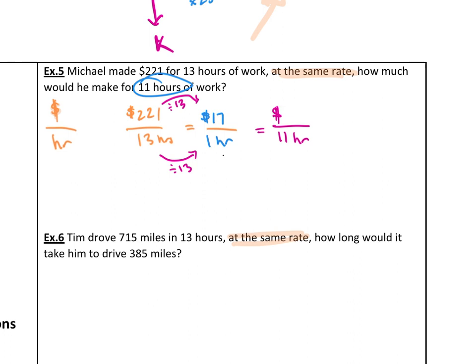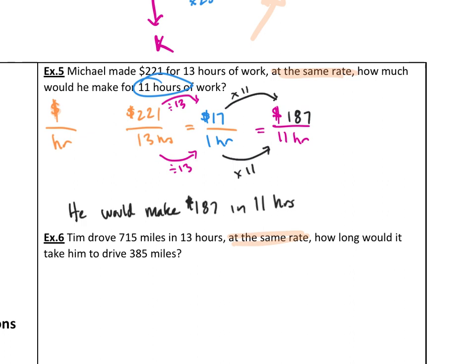So if we look, the scale factor is 11, right? We're multiplying this times 11, which means we have to multiply this times 11, because we figured out we're getting $17 in 1 hour. So now we do that math, and we get that we're going to make $187. And so then your answer would be that he would make $187 in 11 hours.